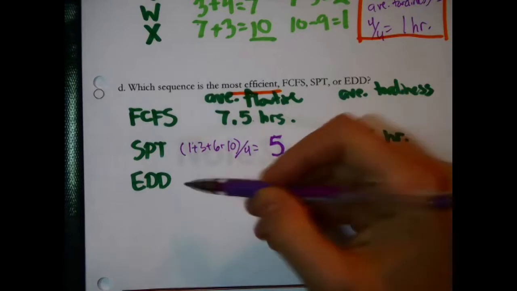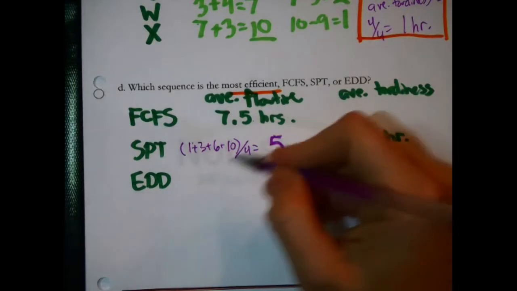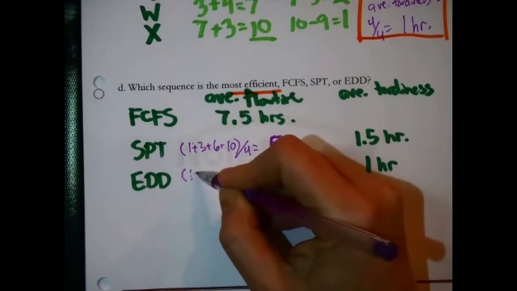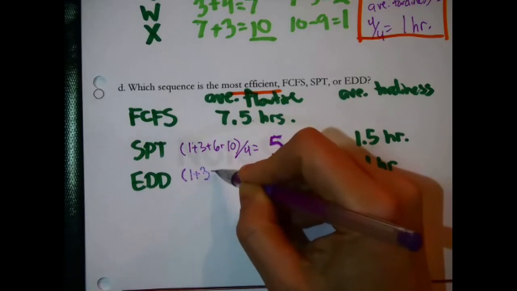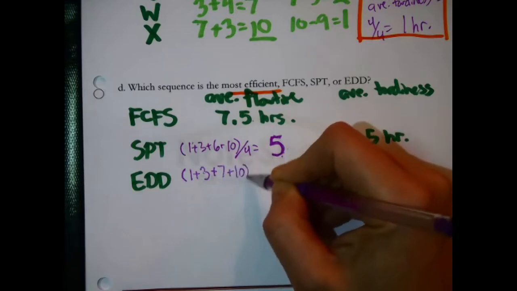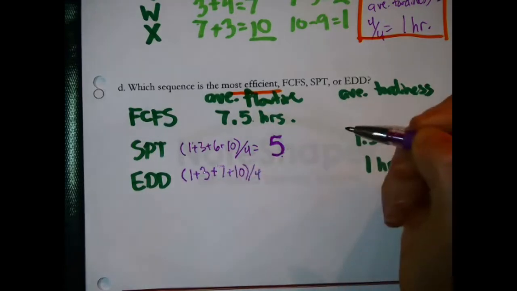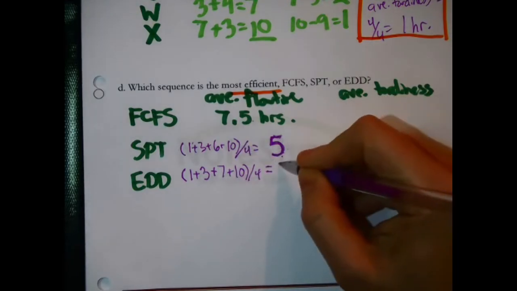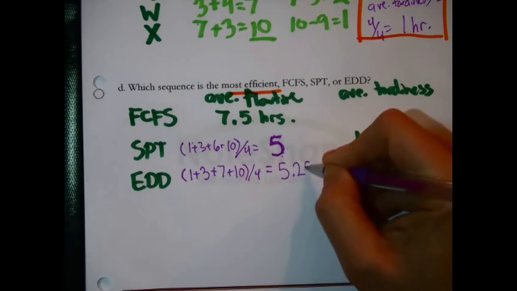Then the same thing with earliest due date. We didn't bother to calculate the average flow time, although we calculated the flow times. They're above here on this page, 1 plus 3 plus 7 plus 10. Divide that by 4. It's always going to end in 10. All right, I get 5.25.